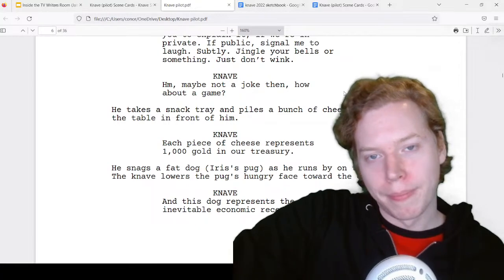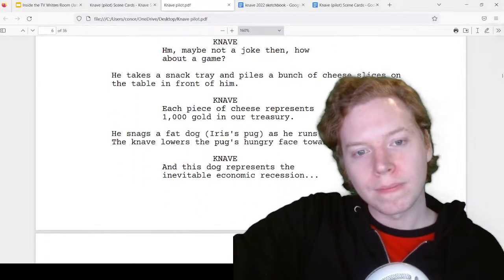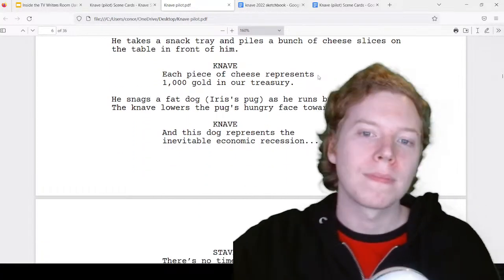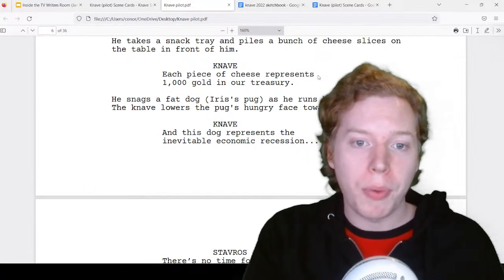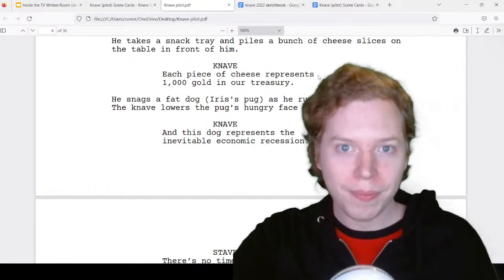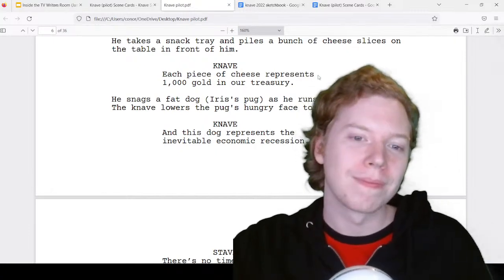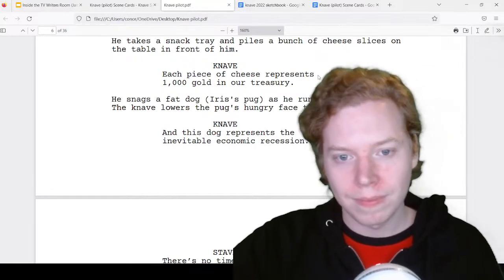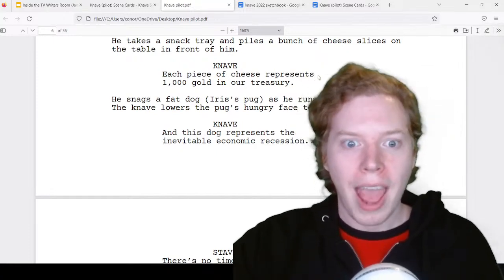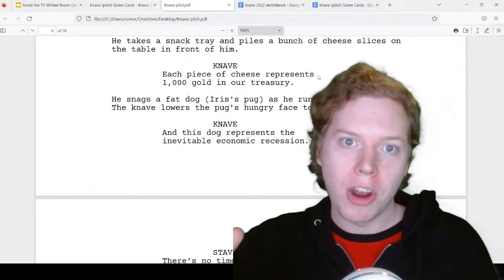How about a game? He takes a snack tray and piles a bunch of cheese slices on the table in front of him. Each piece of cheese represents 1,000 gold in our treasury. He snags a fat dog, Iris's pug, as he runs by on the floor. The knave lowers the pug's hungry face toward the cheese. And this dog represents the inevitable economic recession.